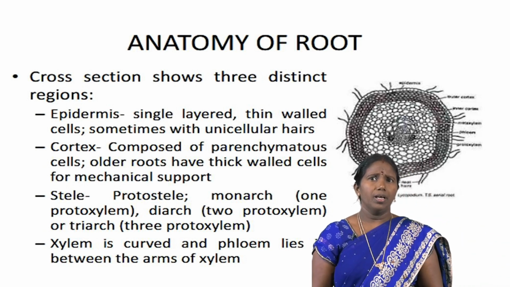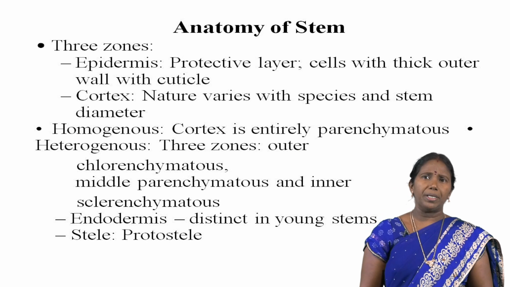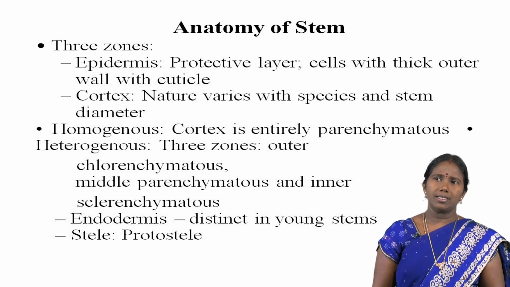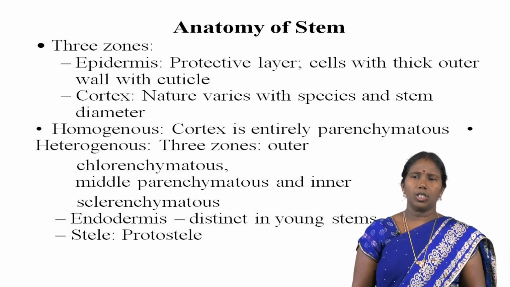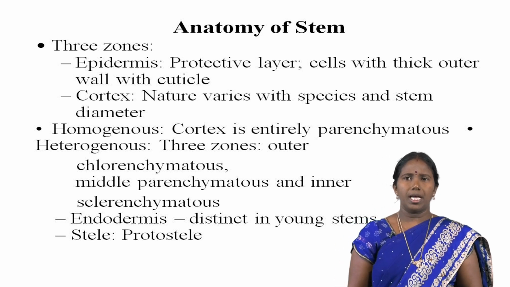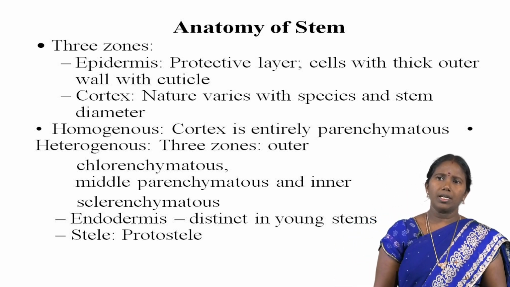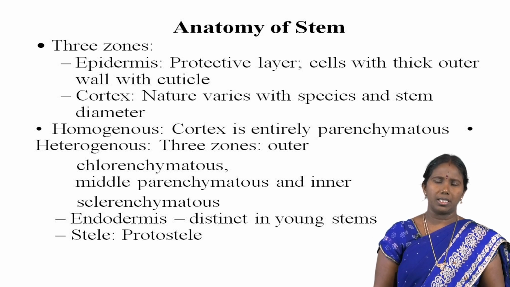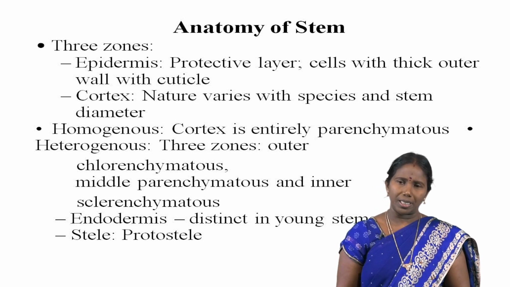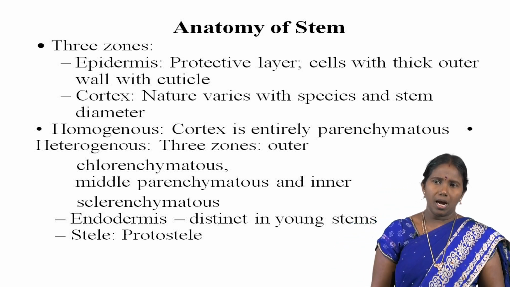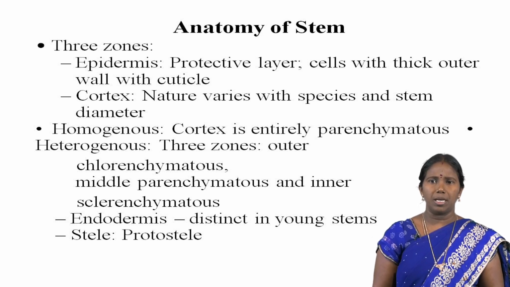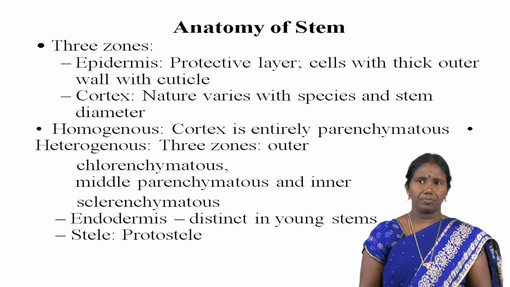Anatomy of stem. Three zones: epidermis, cortex and endodermis. Epidermis, a protective layer, cells with thick outer wall with cuticle. Cortex, nature varies with species and stem diameter. Homogeneous: cortex is entirely parenchymatous; heterogeneous: three zones, outer chlorenchymatous, middle parenchymatous and inner sclerenchymatous. Endodermis distinct in young stem. Stele: protostele.